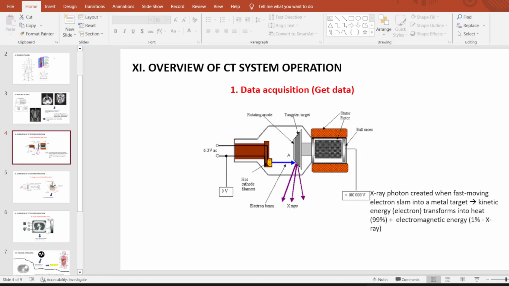First one, how we get data. Let me give you a quick summary of how an X-ray beam is produced. First of all, we have a filament on the cathode side. This is the cathode, and the cathode has the filament. When you heat the filament, it releases a beam of electrons, very many electrons, and we have a voltage between the cathode and the anode.